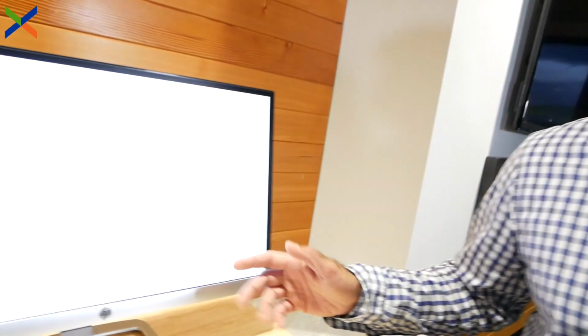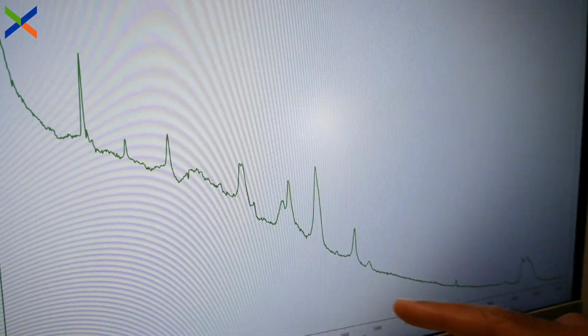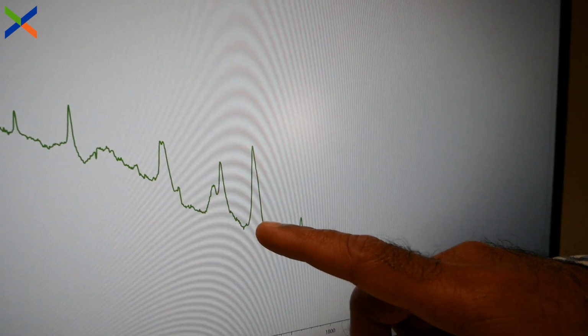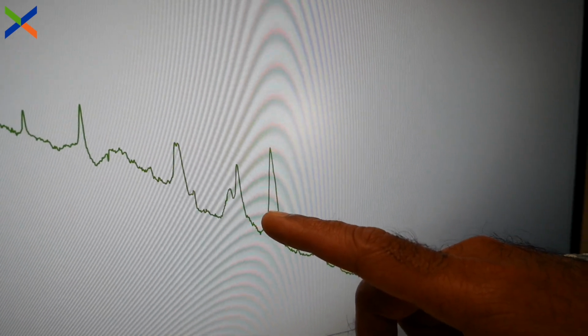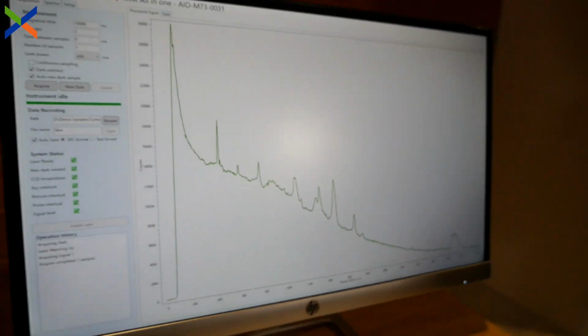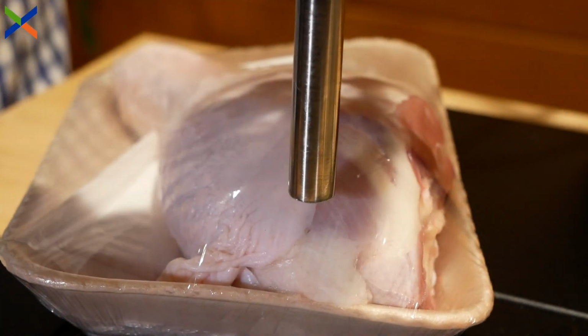Here is the Raman spectra of a turkey skin. There's a lot of information that's contained in the turkey skin. Specifically, I want to point out that peak right there and that peak right there. Those peaks, or the intensity of those peaks, actually correlate to the toughness of the turkey and the freshness of the turkey. So here's the spectrum of the fat of the turkey.